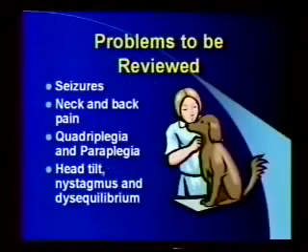These are the problems that we are going to review, going through evaluation of neurology cases that have seizures, neck or back pain, quadriplegia, paralysis of all four limbs, and paraplegia, paralysis of just the hind limbs, head tilt, nystagmus, and disequilibrium, which is balance disorders. These are the four most common complaints that dogs and cats bring to a small animal hospital.